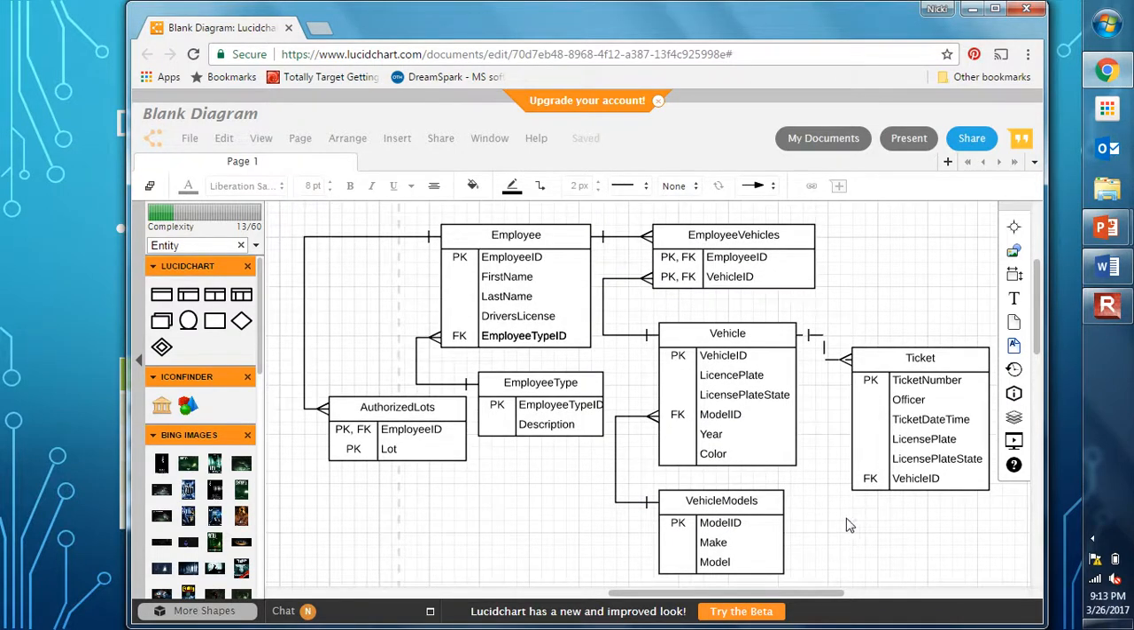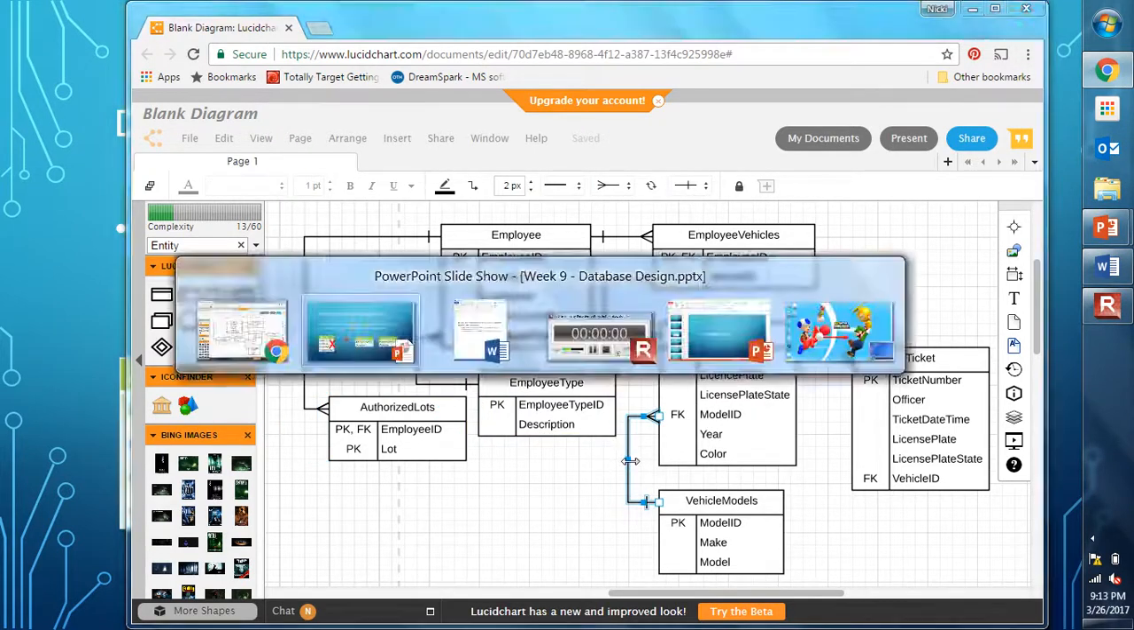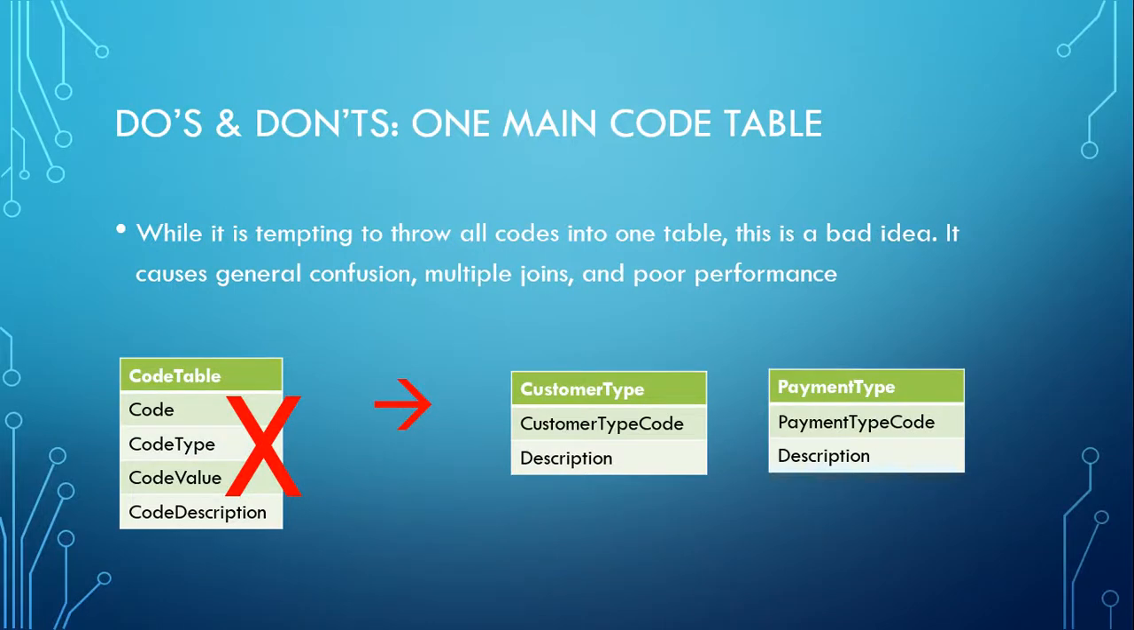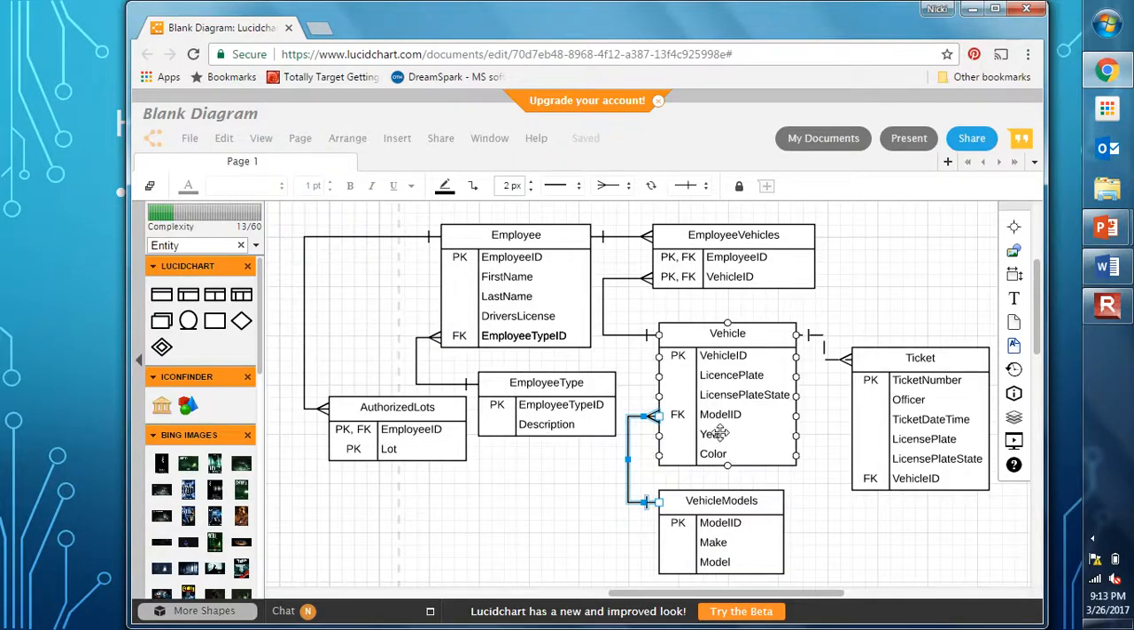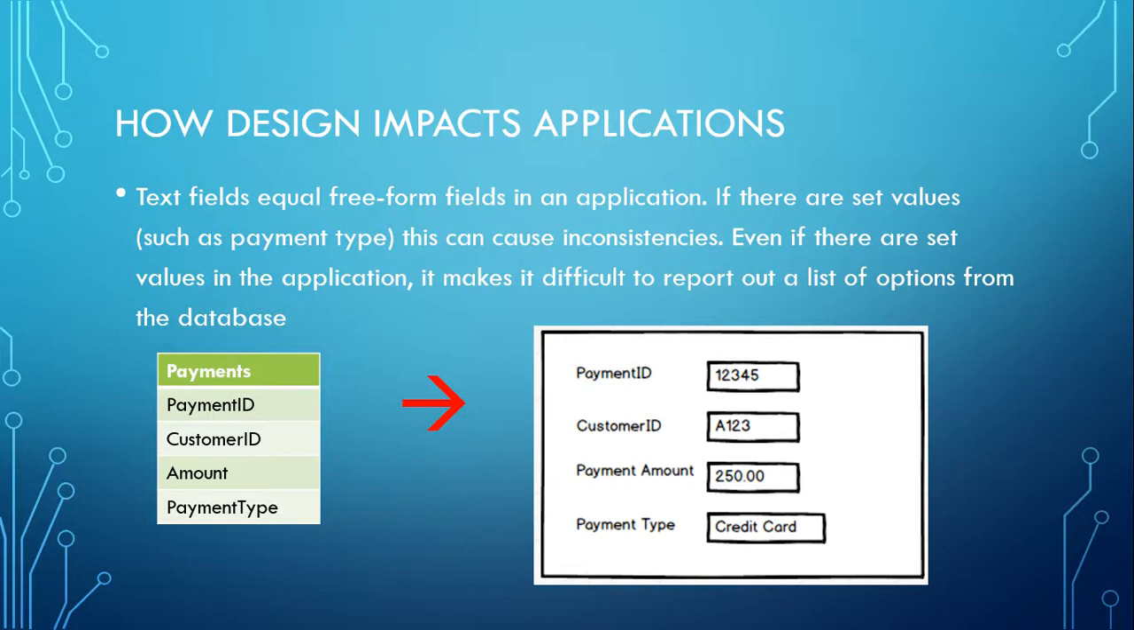Okay, so it's getting a little more complicated with all these extra type tables, but these are a good thing to have. The benefit of having them comes to how our design impacts applications. So if we have fields that are text fields, so before we had make and model in vehicle, we could type them in. That leads to a couple different problems. It leads to inconsistencies. Somebody misspells something.